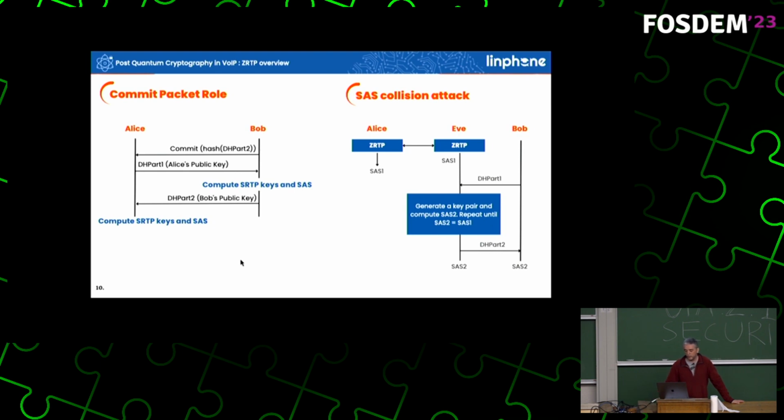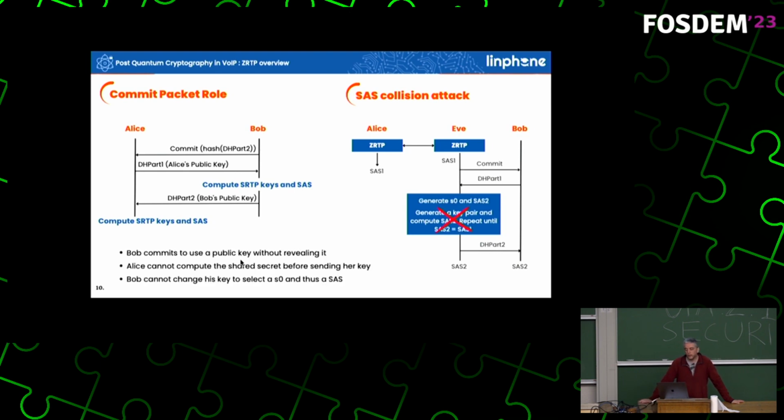So to prevent this, Eve is forced to send a commit packet. In the commit packet, we do not have the public key, but we have a hash of the public key. So Alice will receive, for example, Bob's hashed public key. She stores it, and then when Bob sends the public key, she will hash Bob's public key and compare. That way she is sure that Bob did not wait to receive her public key and cannot generate millions of key pairs to find a collision on the SAS. So this is quite effective, and so far so good.